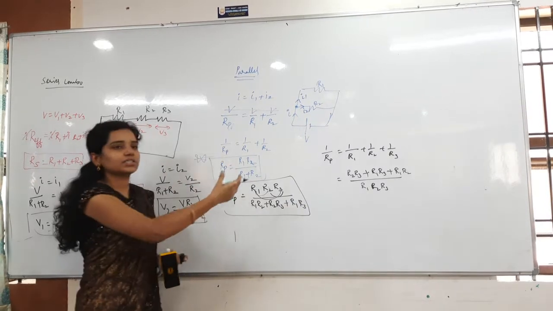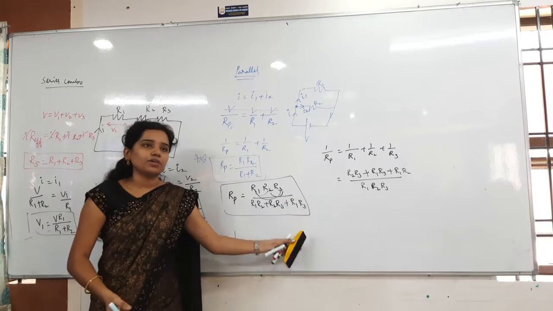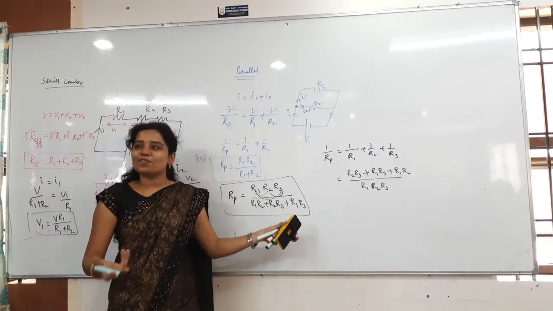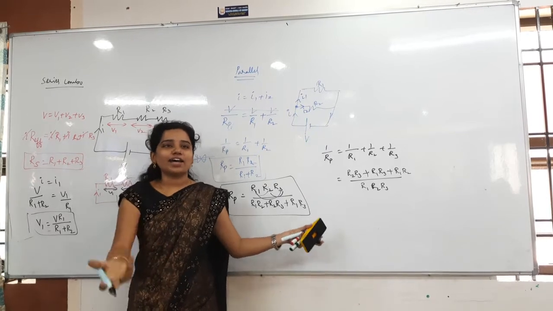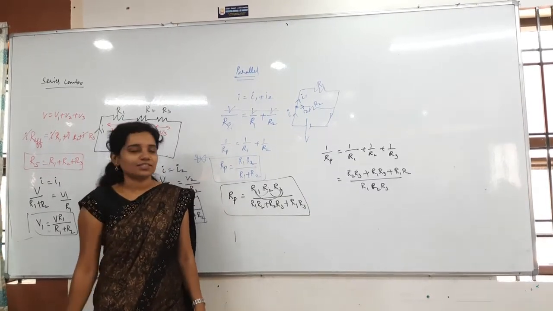If you get 4 resistors, again you get R1 R2, R2 R3, R3 R4, and R4 R1. Those are the conditions. Again you get 4 pairs there, if you get 4 resistors.